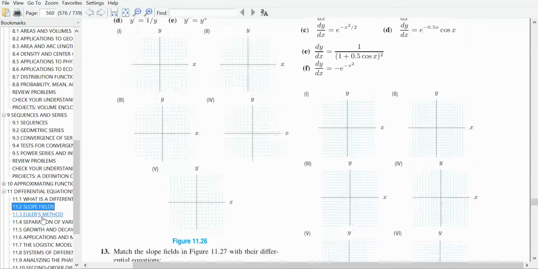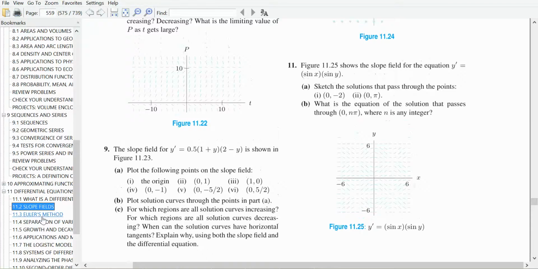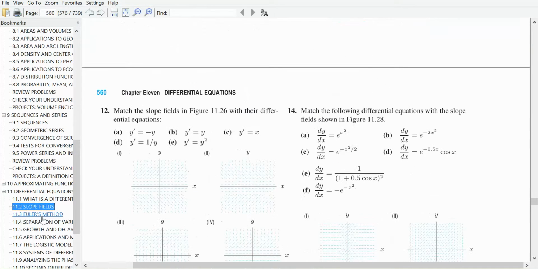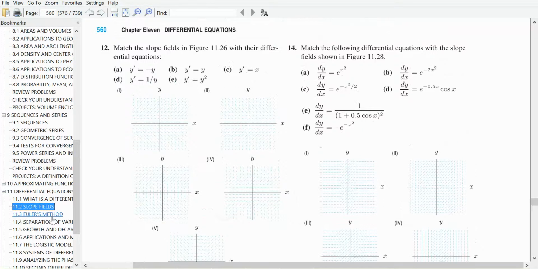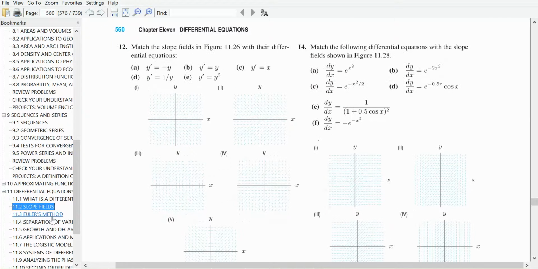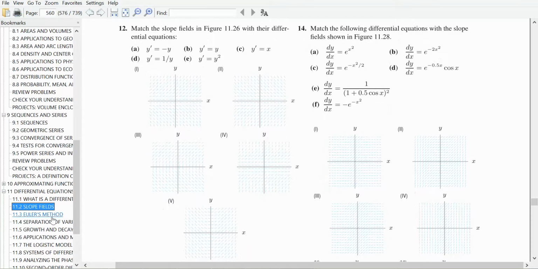11.2. That one right over there on the left. No wait, 11.2. Is this 12 right here? Matching? Is that the one you want to talk about? Yeah, you can do this piece by piece.